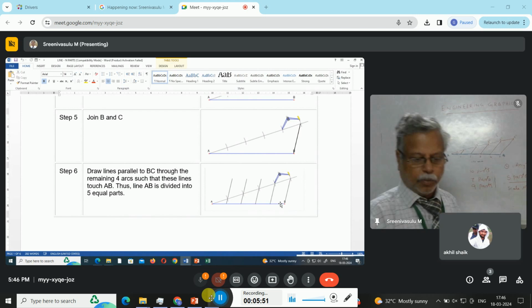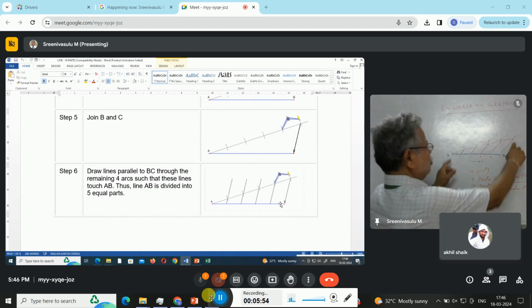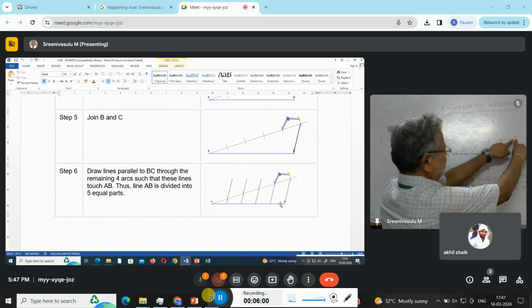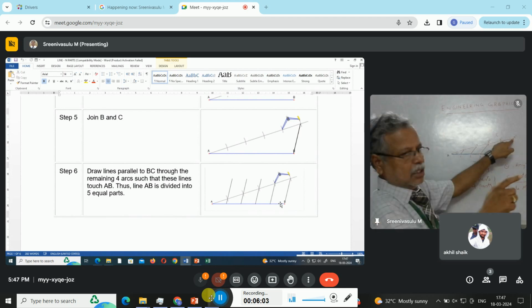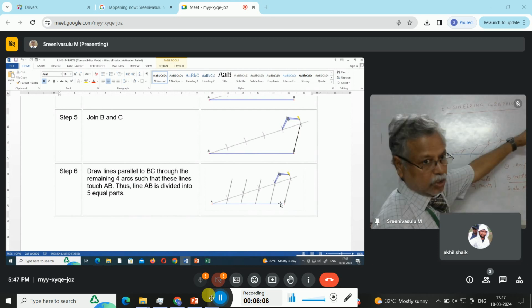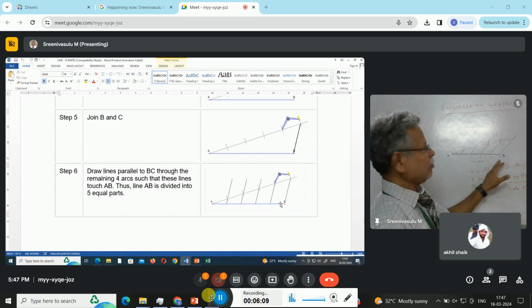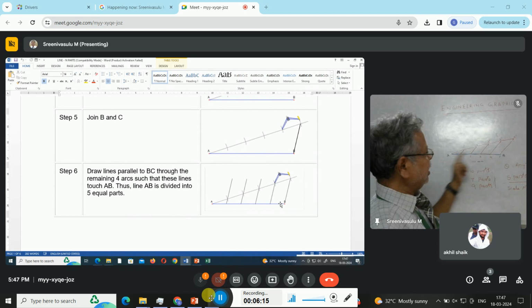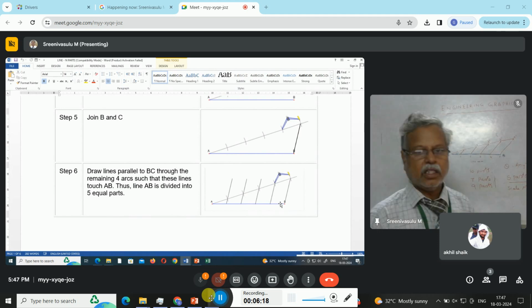Suppose I want to cut the same line into 7 parts, what do I need to do? I have marked 5 points only earlier on the red line. Increase that, mark 7 points. Then join 7 and B. Now draw parallel lines to 7 dash and B, such that the line AB is going to be divided into 7 parts. So you can select your own size of line and try to cut it into 7 parts, 9 parts, 5 parts. Practice it. Once you practice 2-3 times, you'll get control on that.